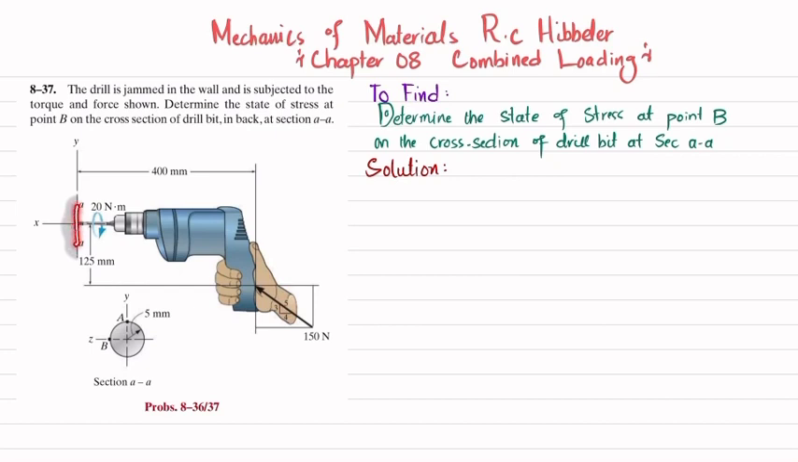If you section it at section AA, the section is shown, so you have to find the state of stress at point B. So let's start with the solution. First step is that if you cut this at section AA, so definitely you will be having a normal force that will be in the x direction.